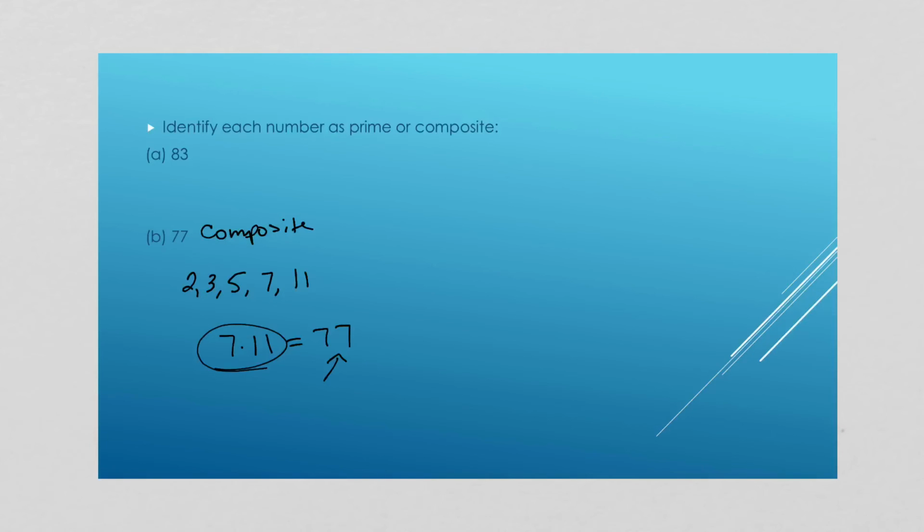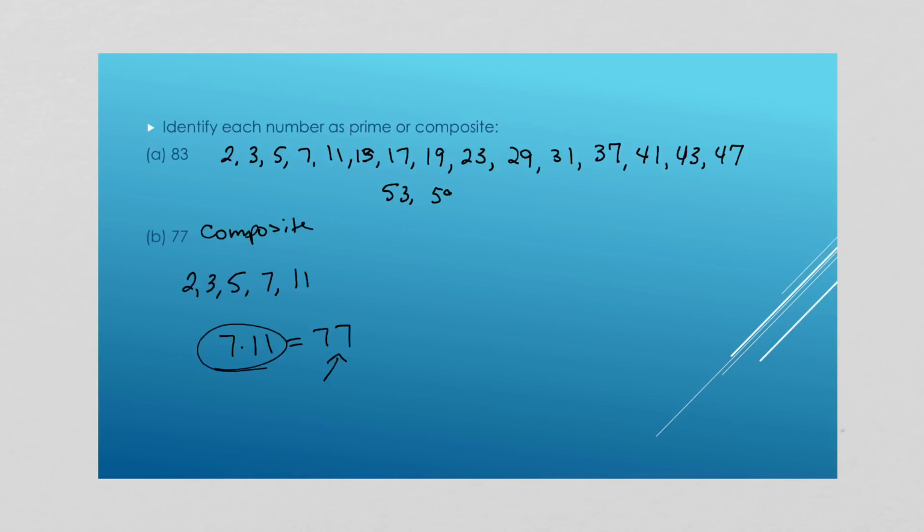Alright, now check this out. 83. Here's what I'm going to do. I'm going to list all of the prime numbers. 2, 3, 5, 7, 11, 13, 17, 19, 23, 29, 31, 37, 41, 43, 47, 53, 59, 61, 67, 71, 73, 79, and 83. Those are all the prime numbers up to 83.